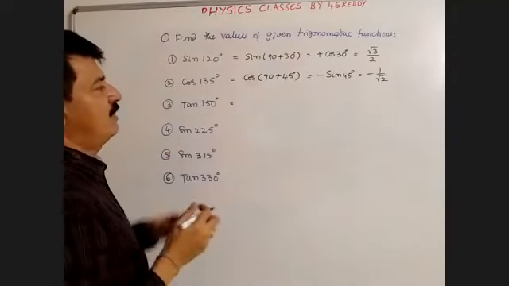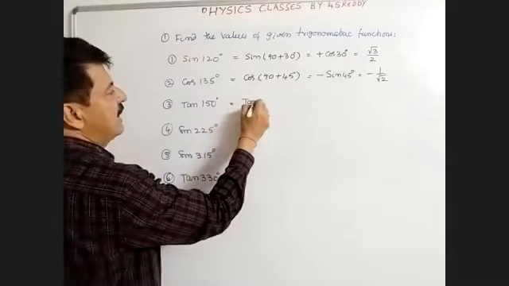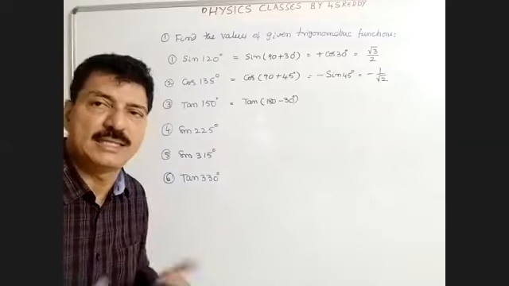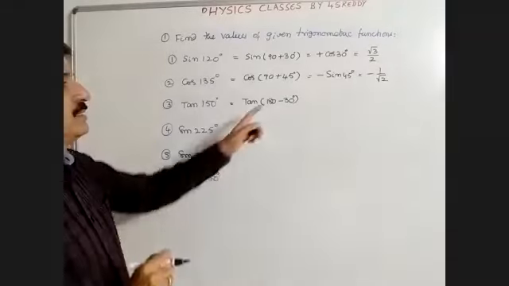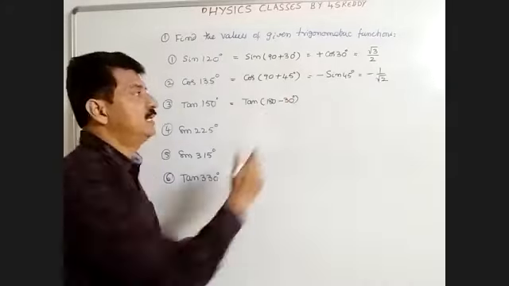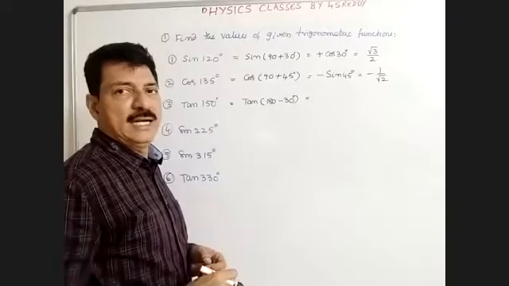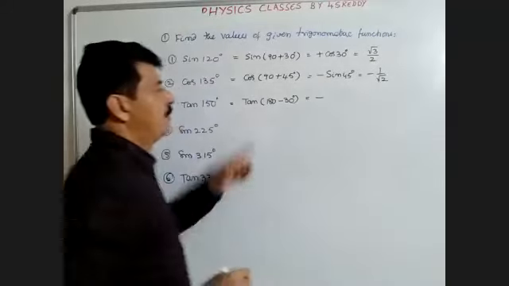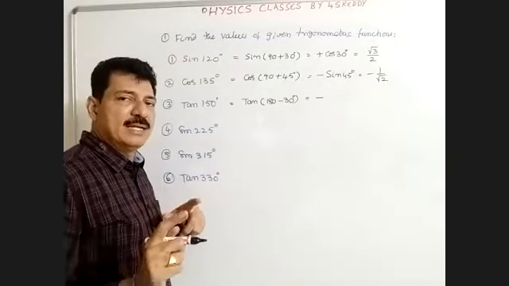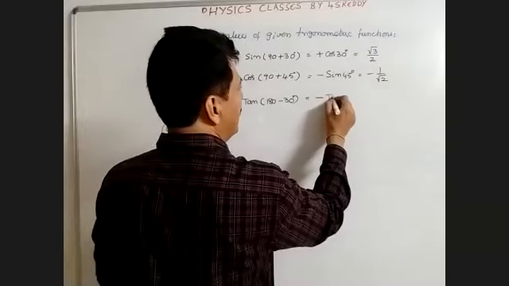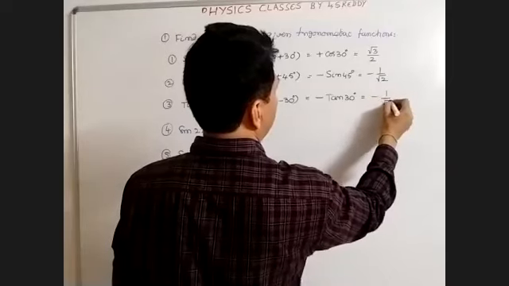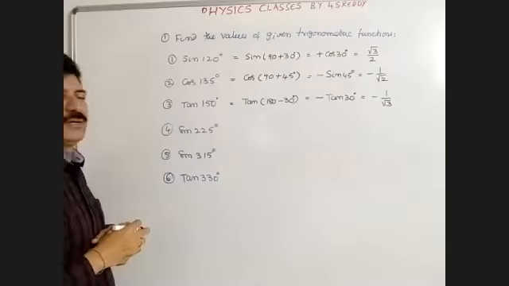If I take tan 150, I can write this as tan of 180 minus 30. Or otherwise tan 90 plus 60. Anything we can write. That is the advantage. 180 minus 30 means which quadrant? Second quadrant. In second quadrant, only sine is positive. So tan becomes negative. But it is 180, so function remains same. For 180 plus or minus theta, function remains unaltered. So tan 30 degrees, that is minus 1 by √3. Are you able to follow?